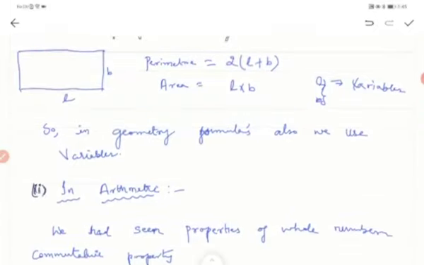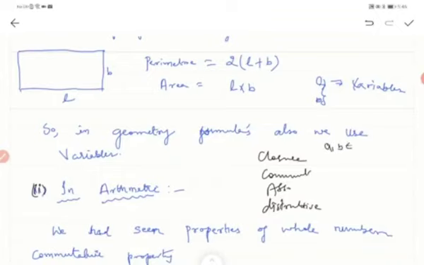Do you remember we have seen the properties of whole numbers, right? So what were the properties? Closure property, then commutative property, associative property, then distributive property, right? All these properties we had used variables. Do you remember I used for closure property a and b as whole numbers? So that means a and b are variables which can hold any kind of whole number.